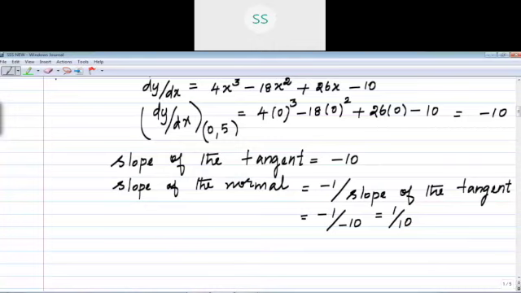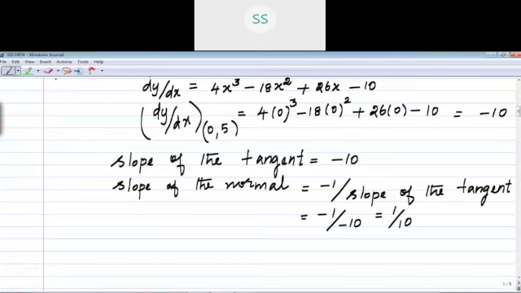The reciprocal of the slope of the tangent with the opposite sign. Here it is negative, so it will come out positive. Suppose it is plus 10, your answer is minus 1 by 10. I hope you people understood, right? Slope of the normal is equal to the reciprocal of the slope of the tangent with the opposite sign. Or you can apply it like this.